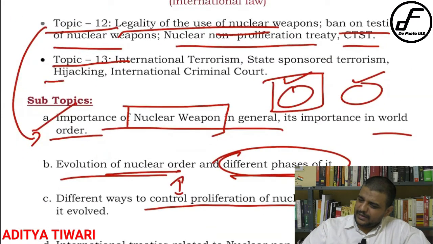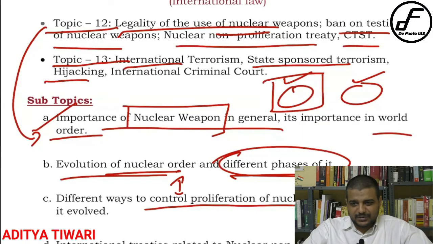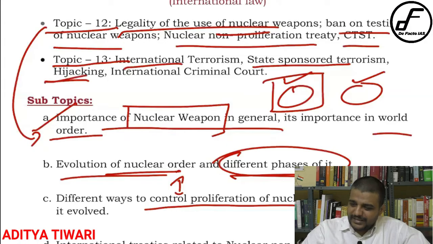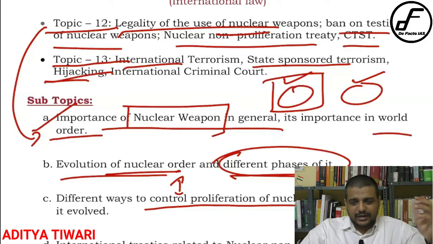Now in the second topic, the questions are mostly direct. Write a short note on state sponsored terrorism. In 2019 there was a question, in 17 also, in 16 also. Or write a short note on hijacking. In 2018 there was a question on the different aspects or major provisions of the international convention related to hijacking.